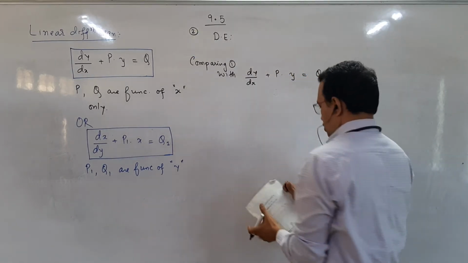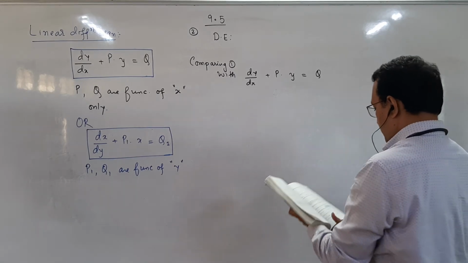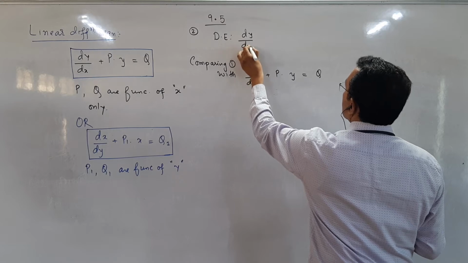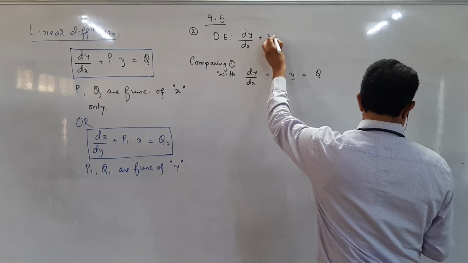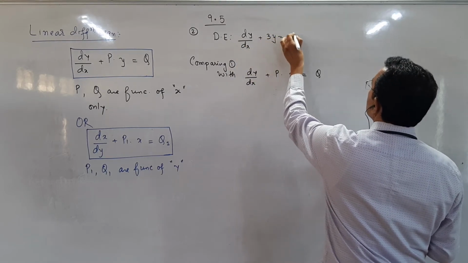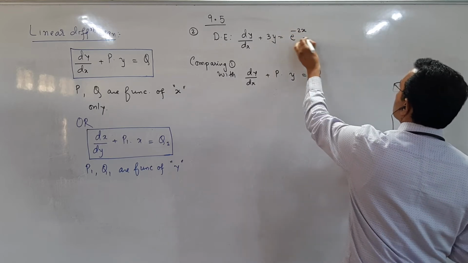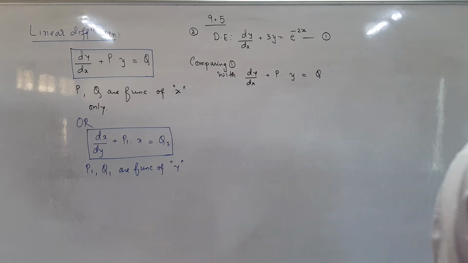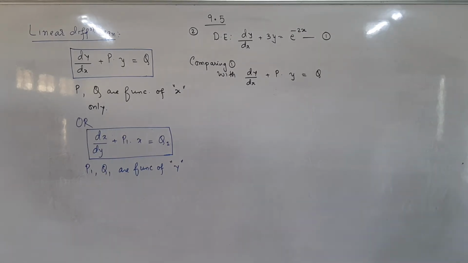The given differential equation is dy by dx plus 3 times y is equal to e raised to minus 2x. Always this will be, students, our result number 1.